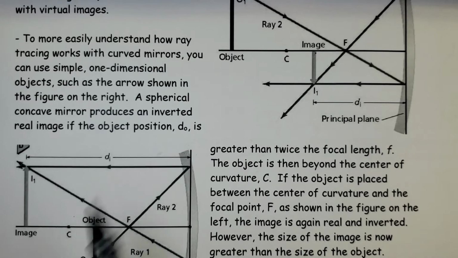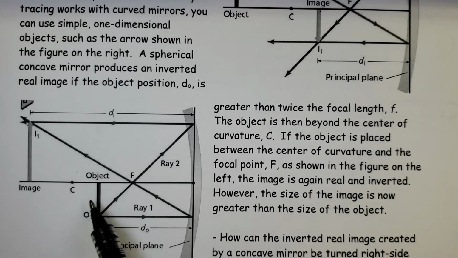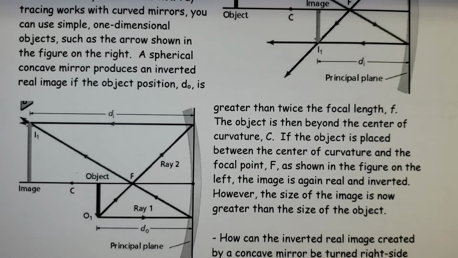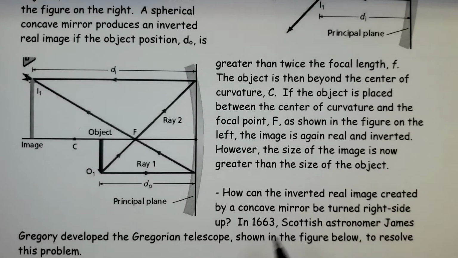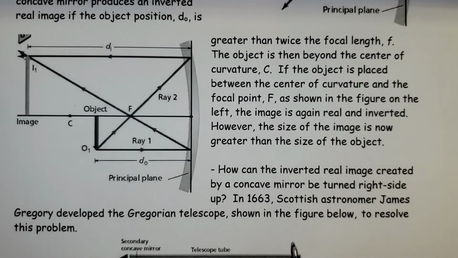So here you have the object, and then it was placed upside down here, and you can see the image is opposite to it, so inverted. However, the size of the image is now greater than the size of the object. And you could actually do this with the spoon by looking into it and altering the distance between you and the spoon. How can the inverted real image created by a concave mirror be turned right side up?